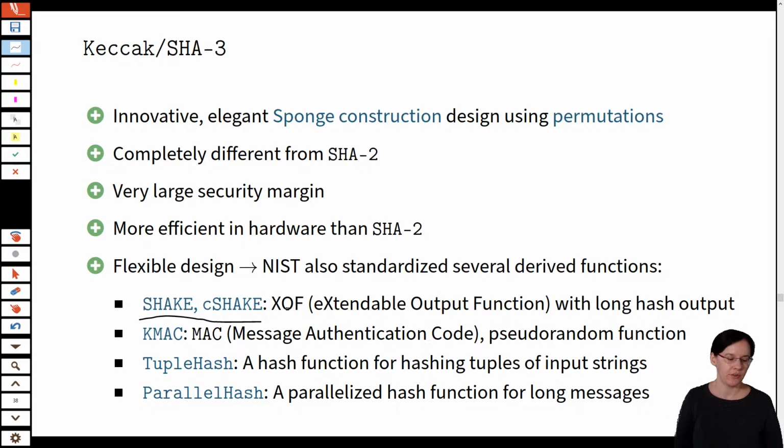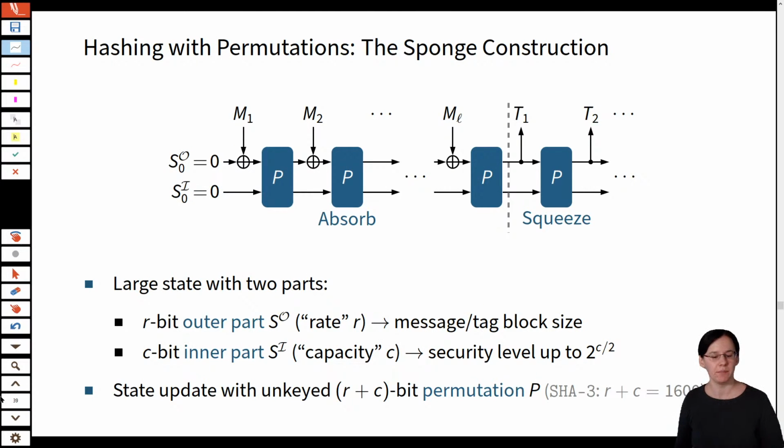There is also a related MAC construction, KMAC, which is very, very simple to construct from the hash function, as well as some variants, in particular a parallelized variant that is supposed to have a similar purpose as the tree hash that we saw earlier. And in case of Keccak, this is called ParallelHash. So what does the simple hash function look like?